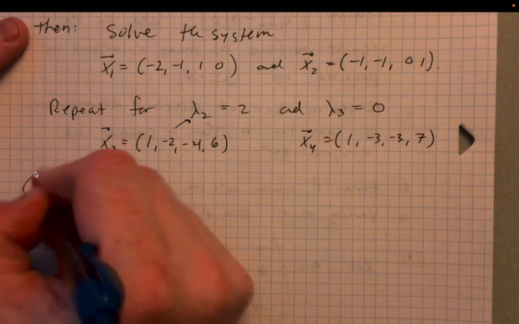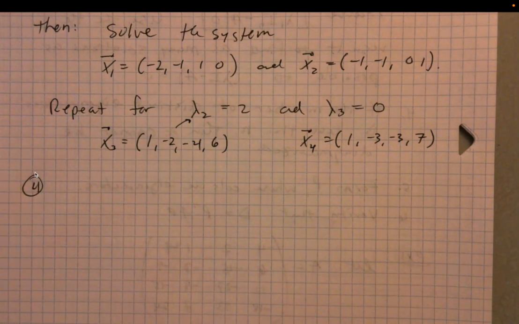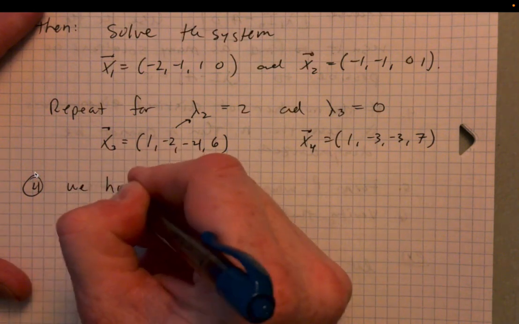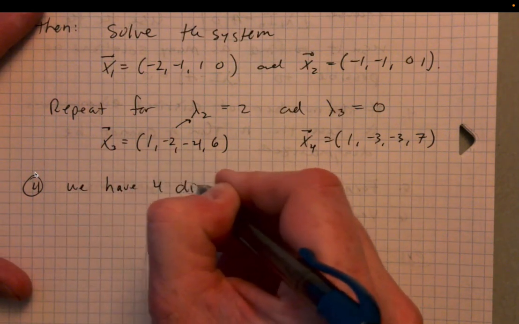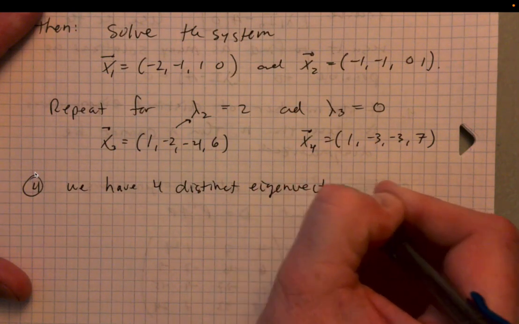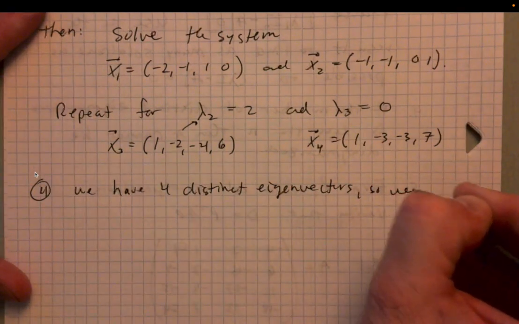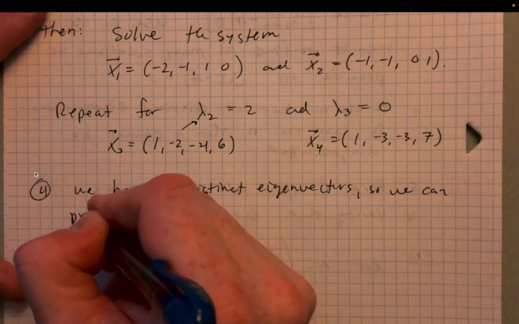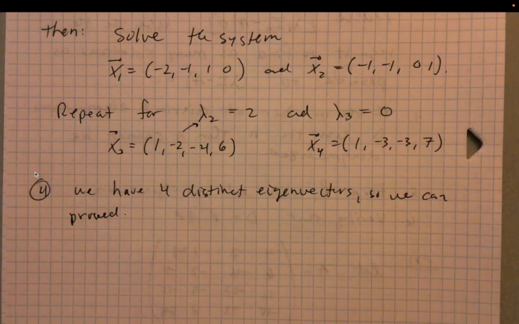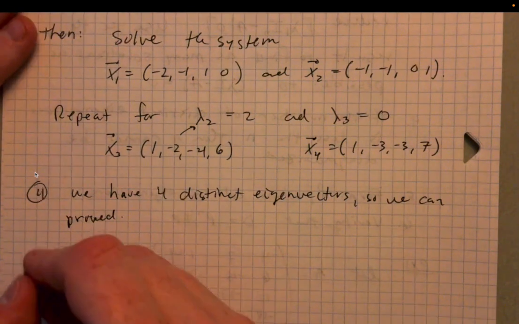So step 4 is to ask, do you have enough eigenvectors? If so, proceed, and we do. So we have 4 distinct eigenvectors, so we can proceed. If we could only find 3, then we'd be out of luck. But we have 4. All we need is 4.